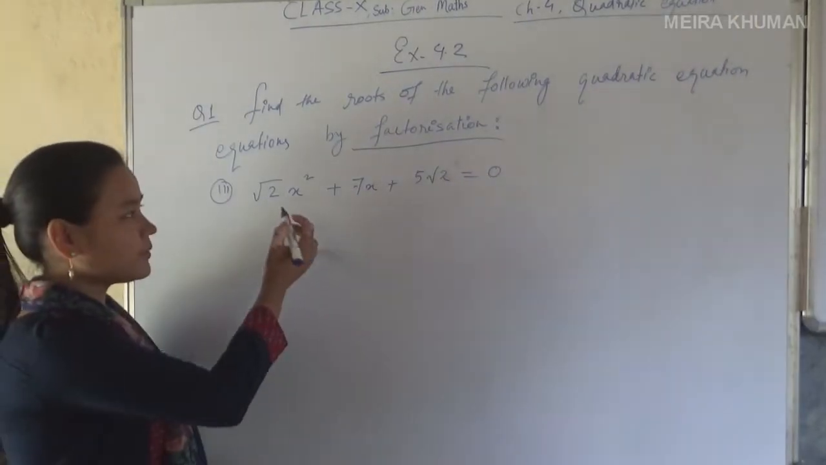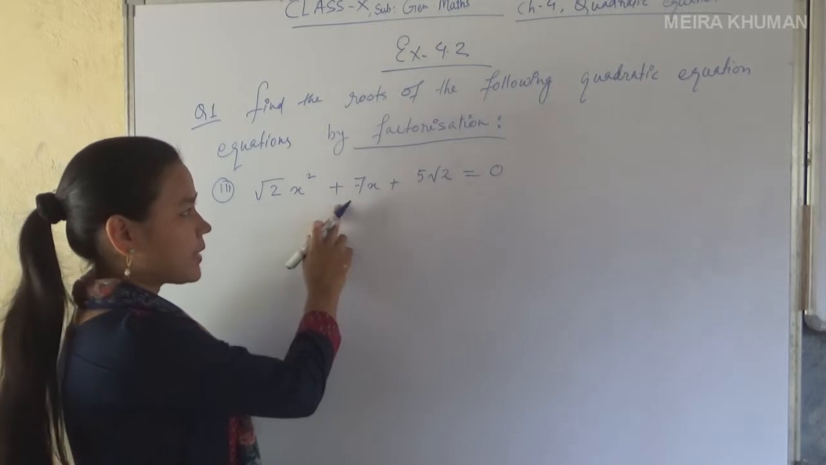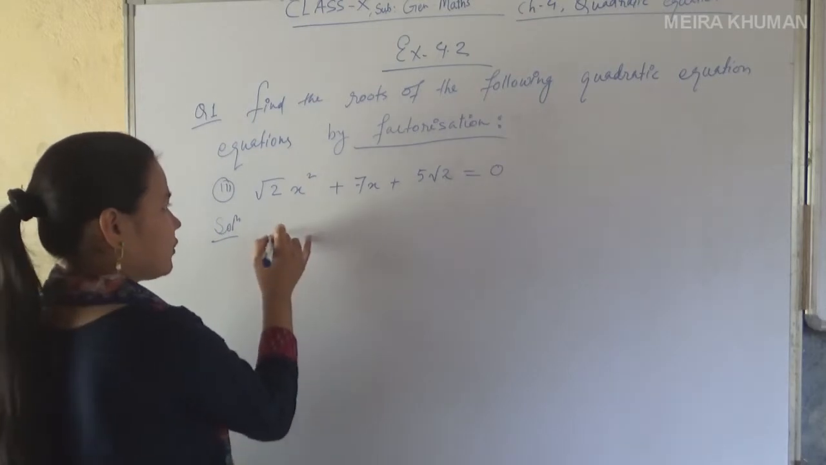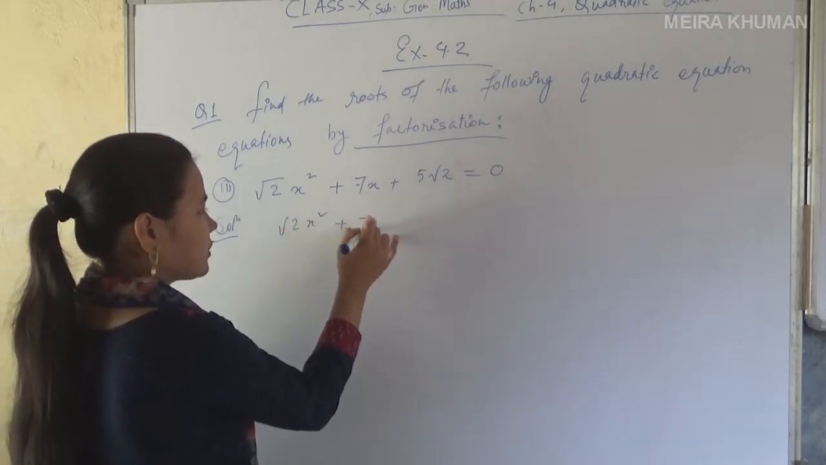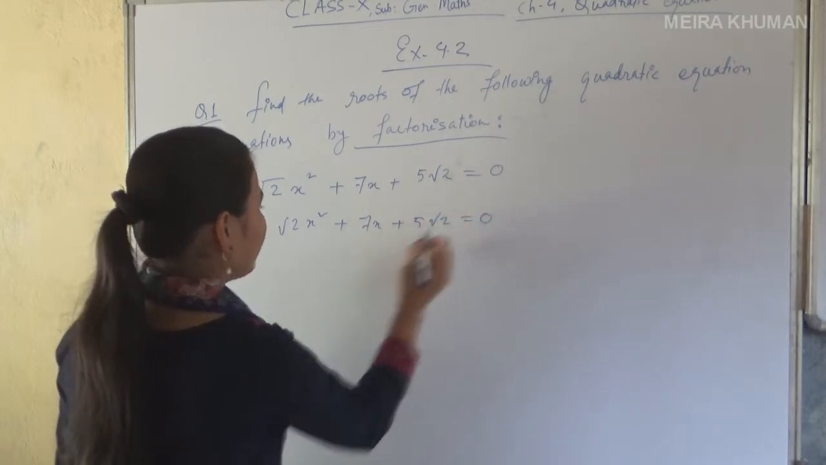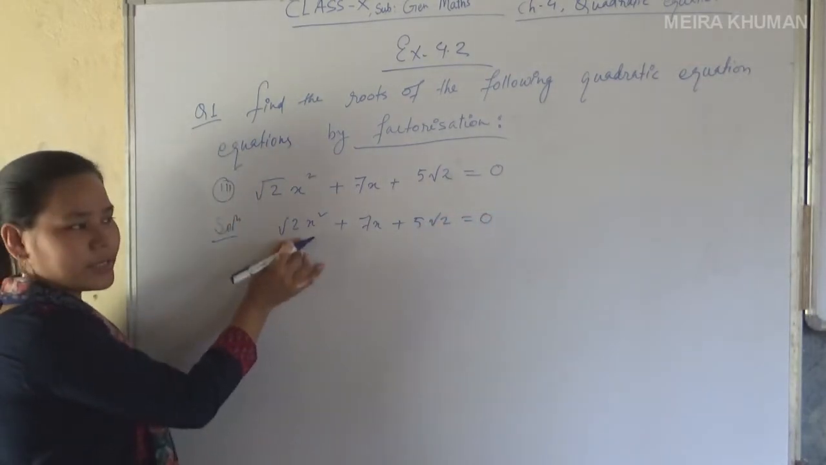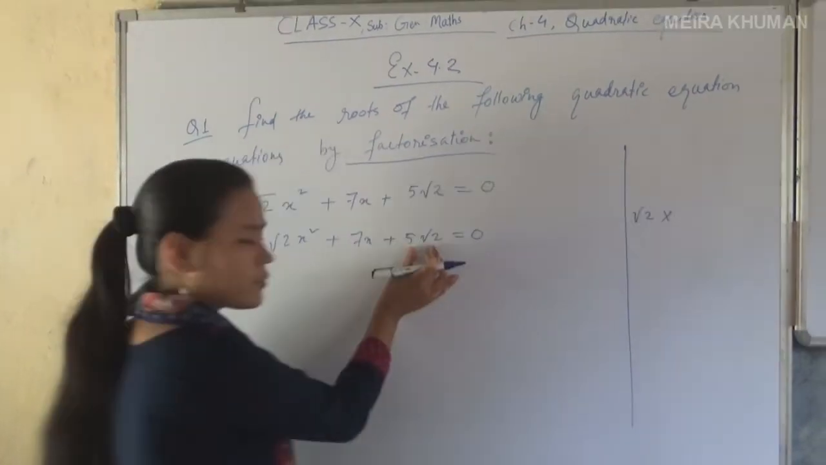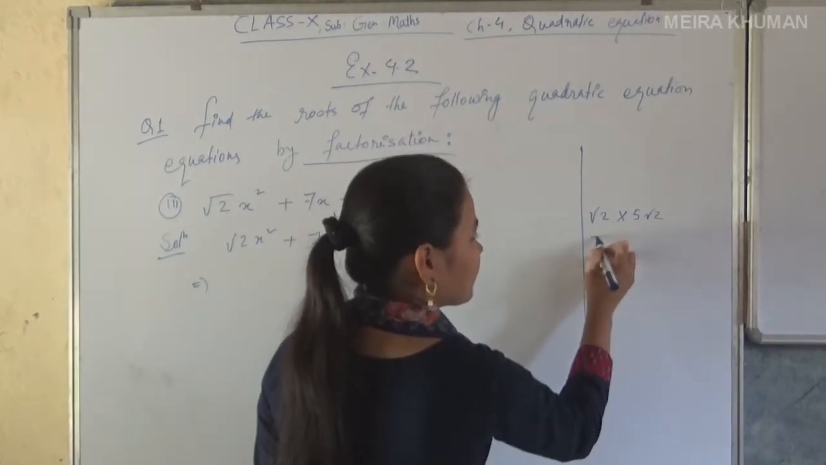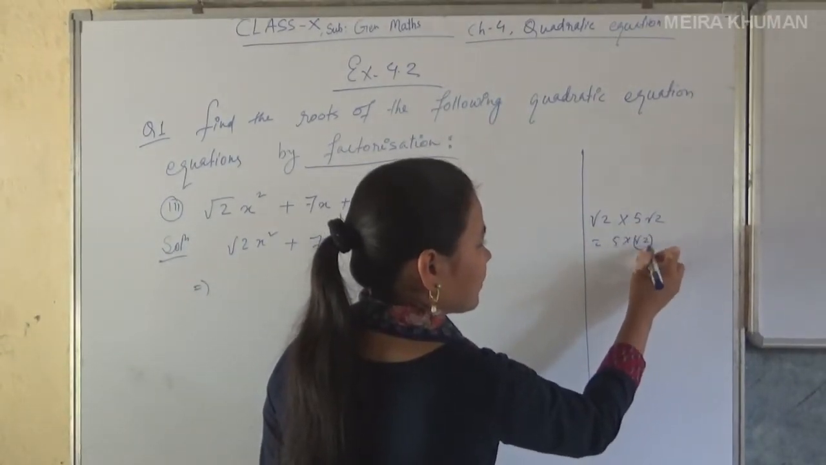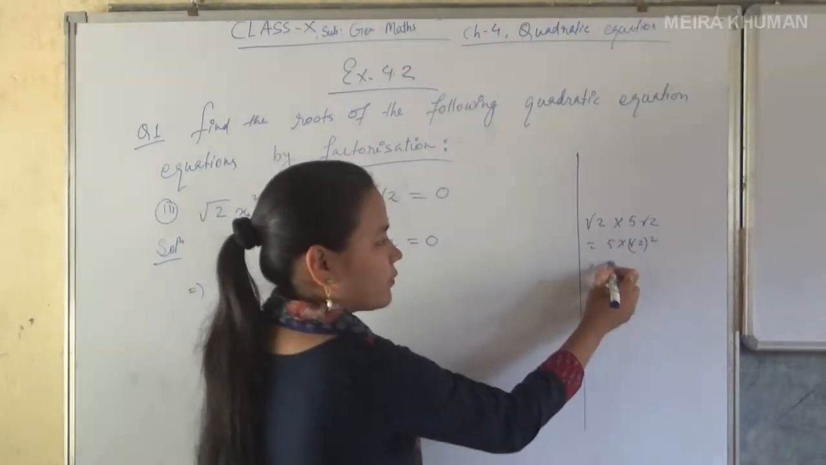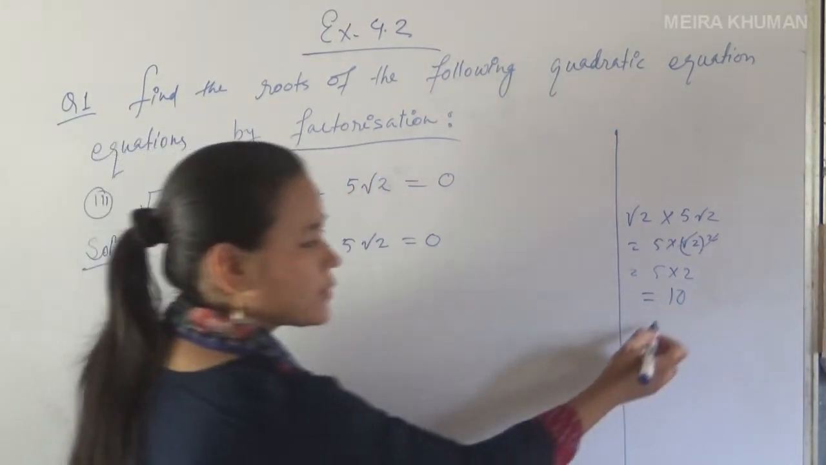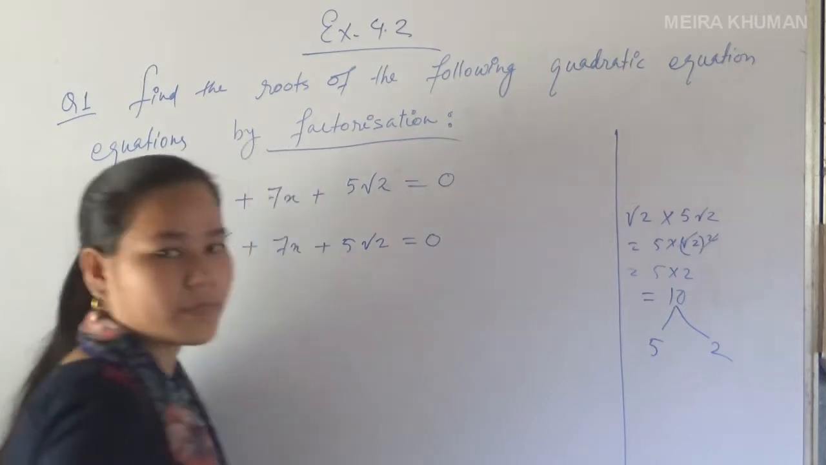Next question number 3: root 2 x square plus 7x plus 5 root 2 equal to 0. So you should solve by what? Factorization method. Given equation is this, 5 root 2 equal to 0. Coefficient of x square is root 2 and the c term is 5 root 2. So 5 into root 2 square, root 2 into root 2 is 2, 5 into 2 equal to 10. So this is your 10. So factors of 10 is what? 5 twos are 10.